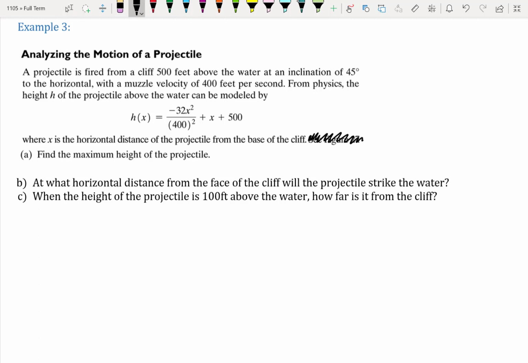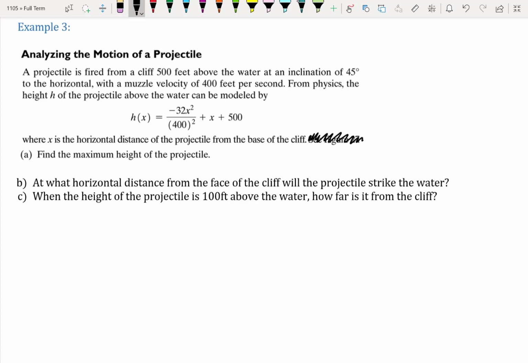We're going to find the maximum height of the projectile. At what horizontal distance from the face of the cliff will the projectile strike the water? And when the height of the projectile is 100 feet above the water, how far is it from the cliff?